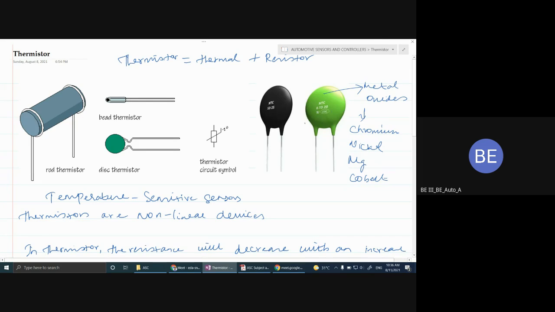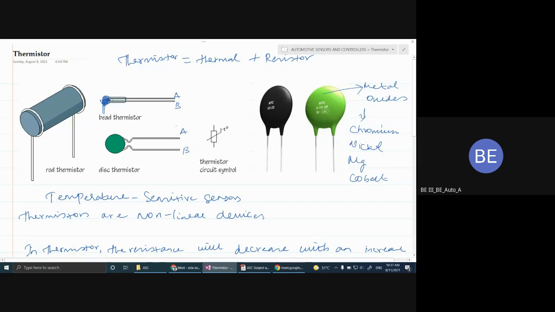Okay, and how is it manufactured? See here, this is the element. This is the bead type of thermistor. There will be two wires, A and B, which are interconnected. Whenever heat is applied in this area, this hard junction is coated with the metal oxides of manganese and copper. So this is how it looks like. Is it clear, Raja? Yes, sir.